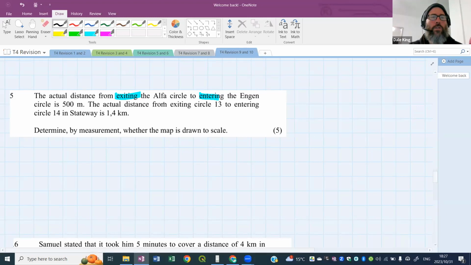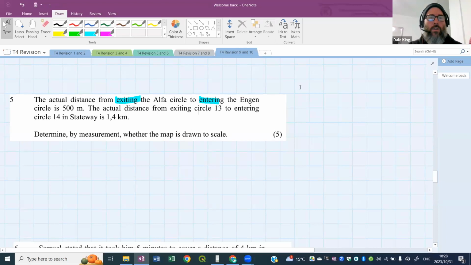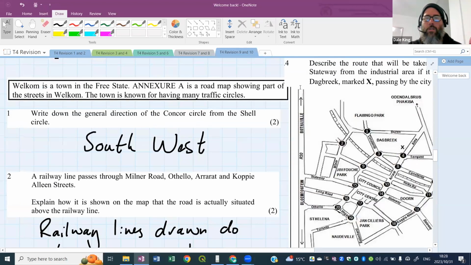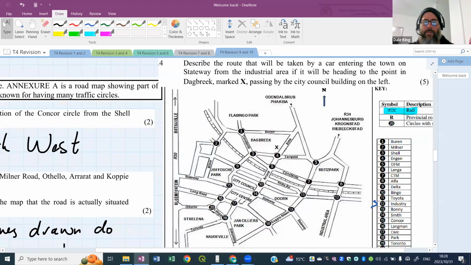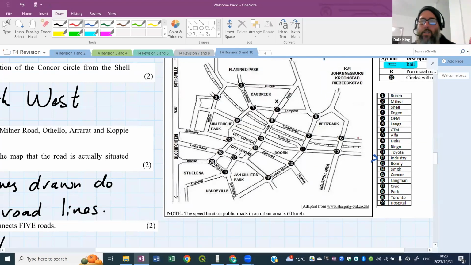Okay, so what we're going to do is, we don't have a ruler here, all right? So we're going to try and test to see, and we're going to use our own measurements here. Let's see if we can be proportionate. So exiting Alpha to entering Engine. Let's go to the map. Where is Alpha on the right here? Alpha is number 8. There's Alpha. Engine is number 3. So from exiting Alpha to entering Engine is a certain ruler measurement. It's this distance here between the two traffic circles, and they say in the real world that is 500 meters.